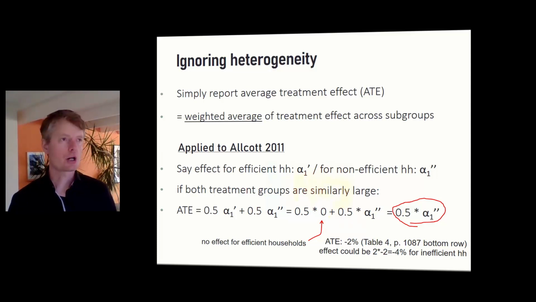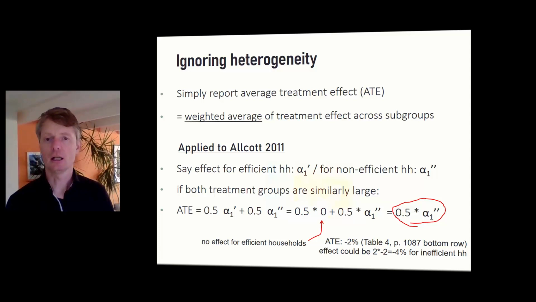Now, if both of these groups are similarly large in your data, then the average treatment effect is the weighted average of those two groups. So how does that work? It's 0.5, so 50% for one group, times the treatment effect for the efficient households plus 0.5 times the treatment effect for the not so efficient households. Well, we know that the effect for the efficient households is 0. There's no effect. So that basically means that we can set that to 0. So alpha 1 prime is going to be 0.